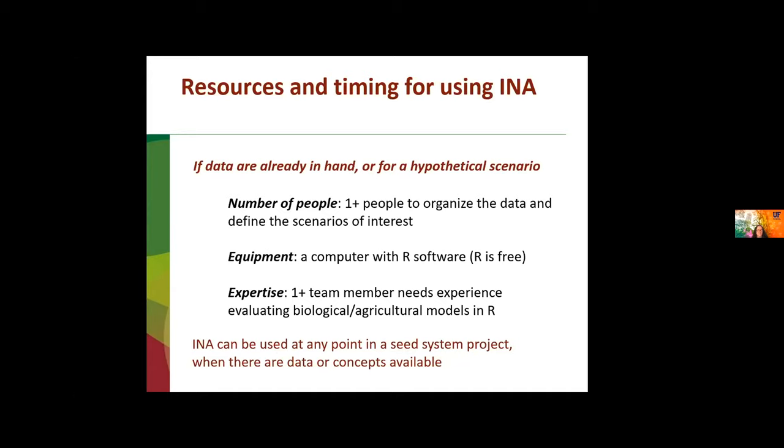And at least one team member needs experience evaluating models in R. Everybody in the team doesn't need to have that kind of experience, but at least one person will on the team. And then impact network analysis can be used at any point in a seed system project. At the beginning of the project, the application might be more speculative when there's less data available. And then as more data become available, the analyses can become more precise and more focused on the particular scenario being evaluated.